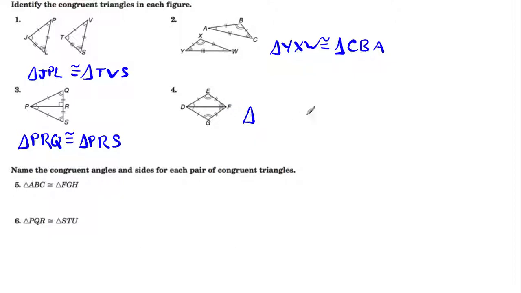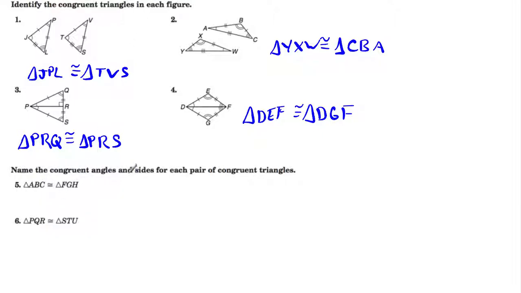So we know, writing this congruent symbol, we have triangle D, D. So angle D equals angle D. E and G are congruent. And then angle F is congruent to angle F, of course. So DEF is congruent to DGF. So that's nice to look at.